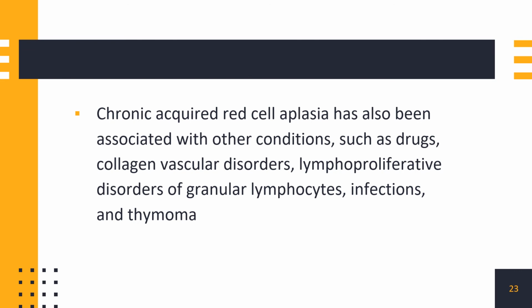Chronic acquired red cell aplasia has also been associated with other conditions such as drugs, collagen vascular disorders, lymphoproliferative disorders of granular lymphocytes, infections, and even thymoma, which is a neoplasia involving the thymus gland.